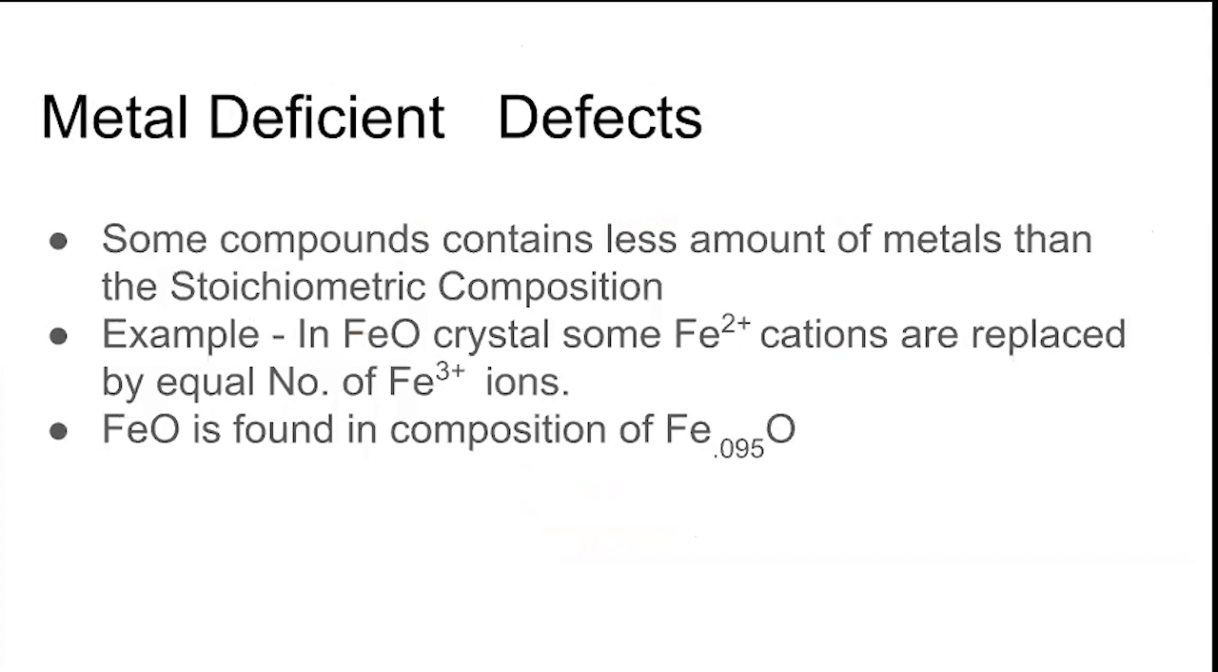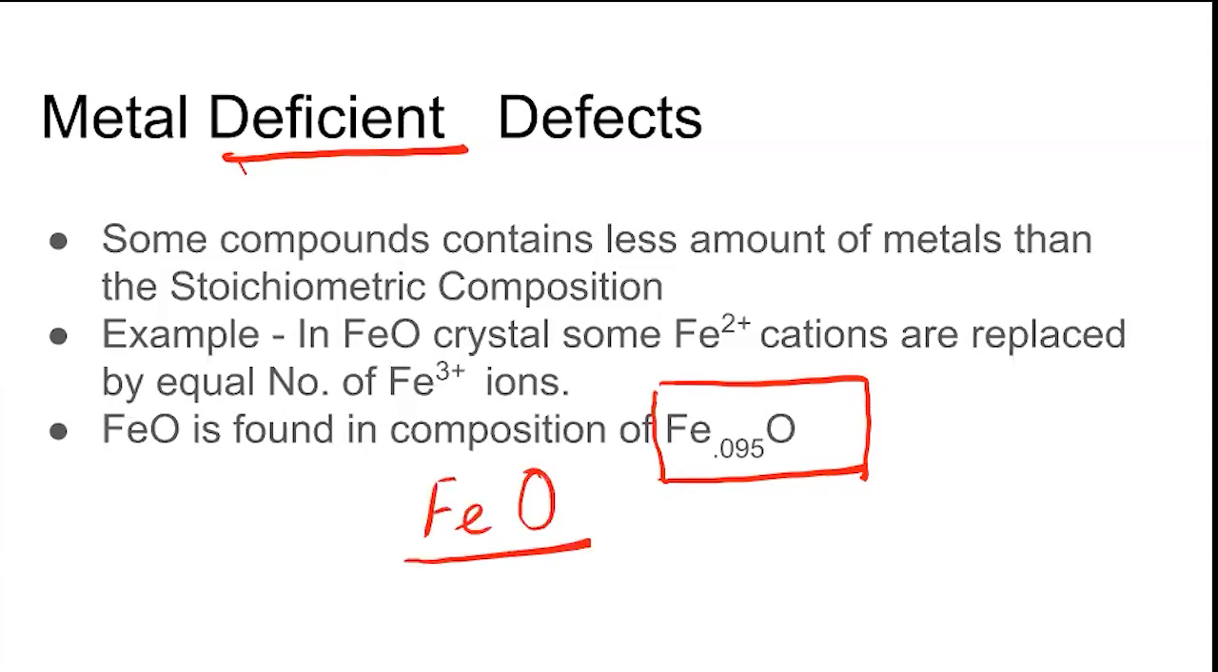Similarly, there are metal deficient defects as well. Again, here, metal deficient defects. See, this is what is meant by stoichiometry or the fixed composition. When you talk about ferrous oxide or iron oxide, you don't get perfect FeO.